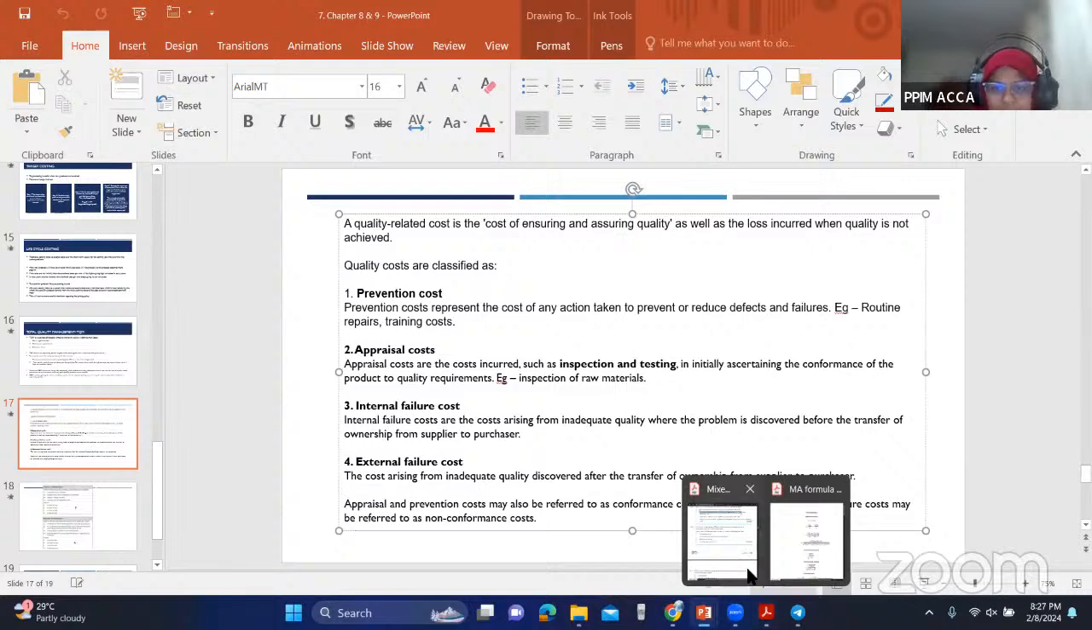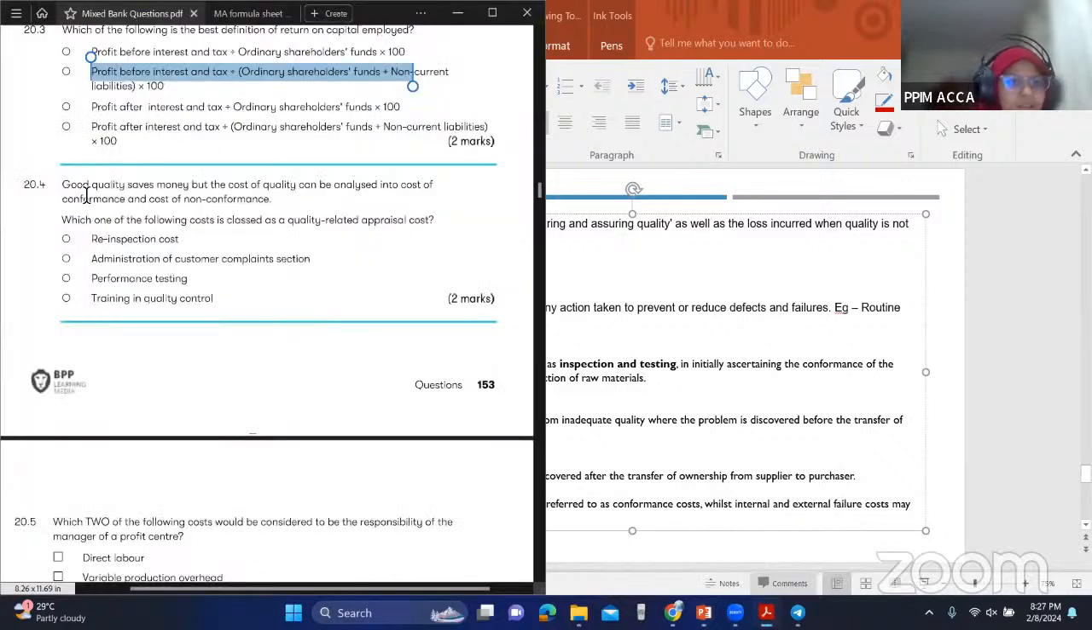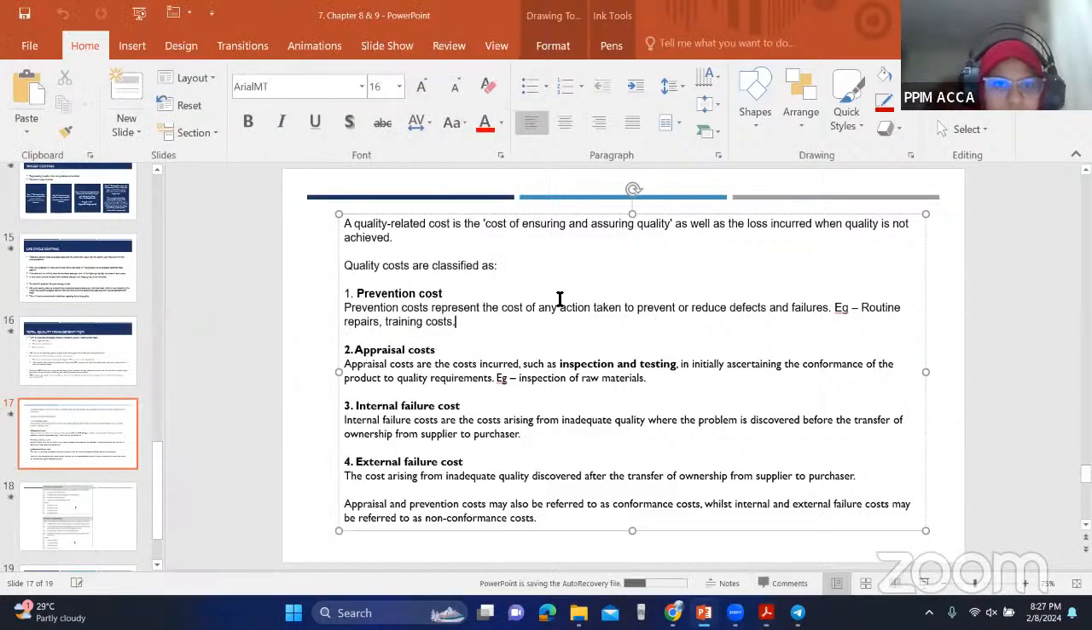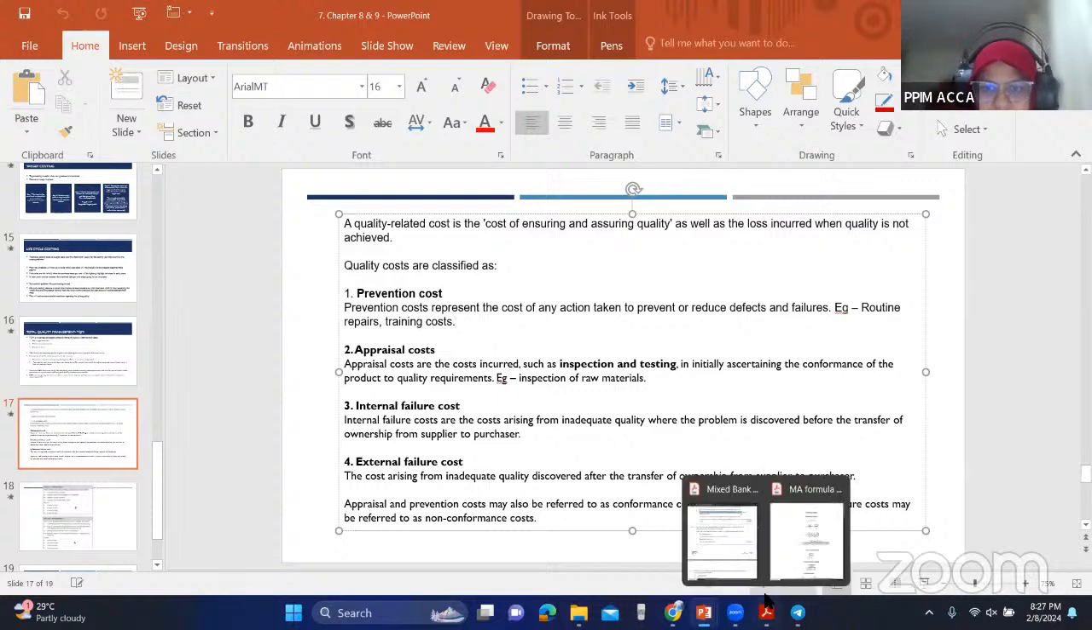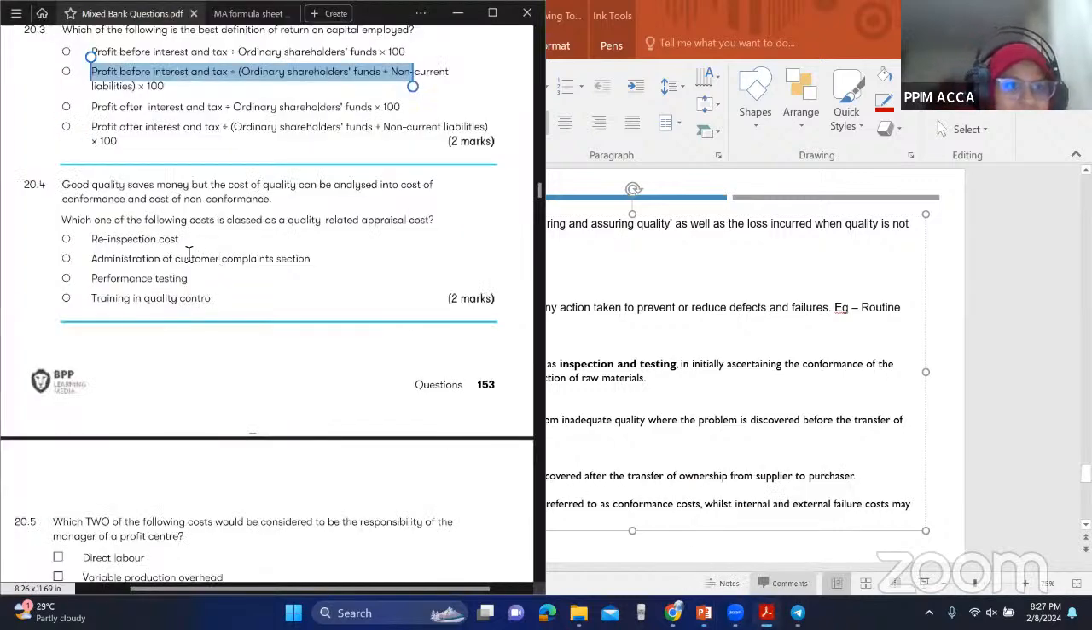So let's look at what the question asked us. Which of the following is classed as a quality related appraisal cost? So they're talking about the second type. Reinspection, administration of customer complaints section, performance testing, and training in quality control. Which one do you think will fall under appraisal? Okay, I have an answer: reinspection.